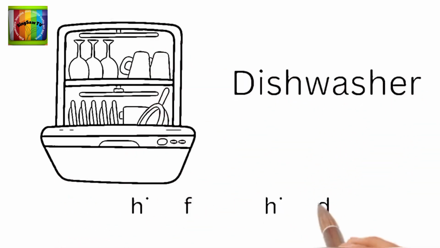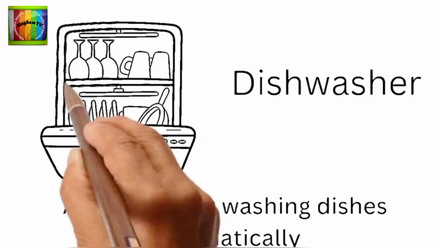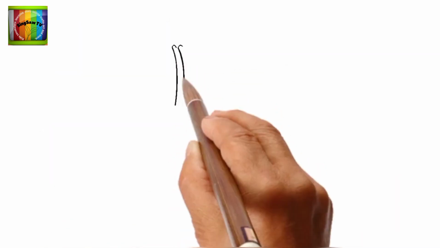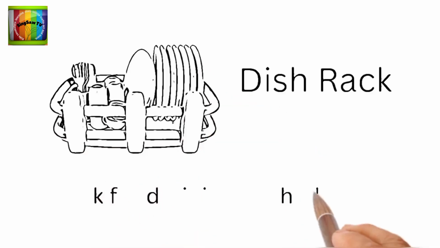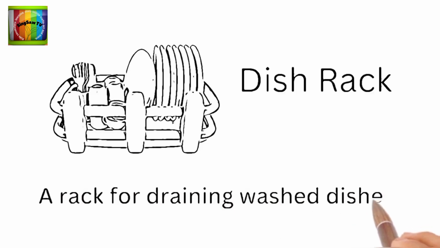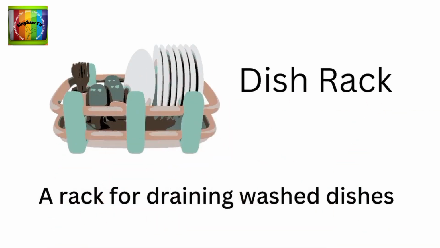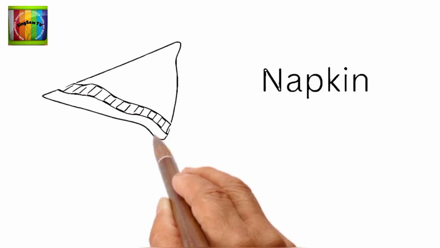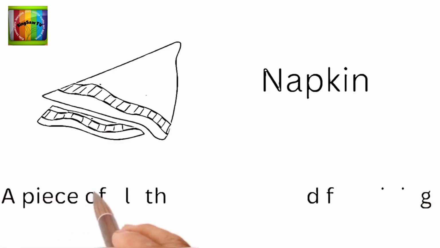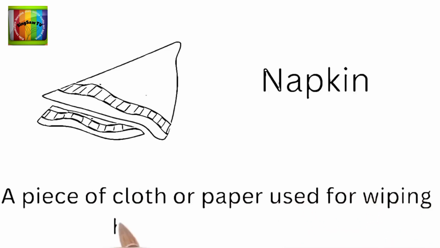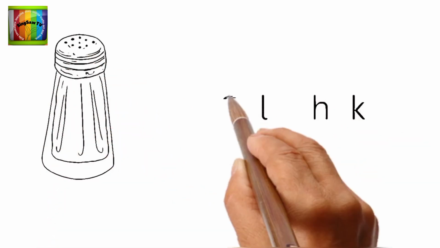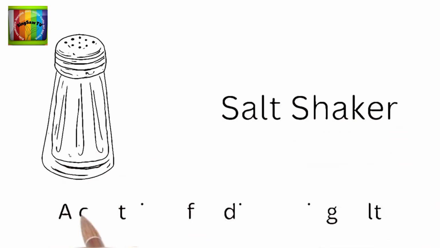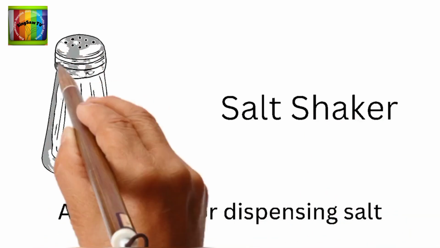Dishwasher. A machine for washing dishes automatically. Dish rack. A rack for draining washed dishes. Napkin. A piece of cloth or paper used for wiping the mouth and hands. Salt shaker. A container for dispensing salt.